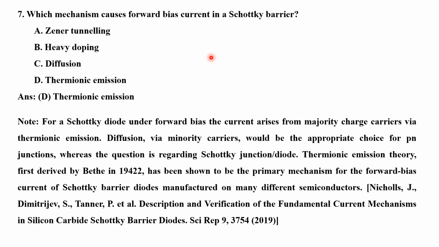Okay, now I can relate: tunneling, heavy doping or diffusion would be related to the PN junction, and thermionic emission is the one related to Schottky barriers. In case you want additional reading, a few references are given. Maybe you can click a picture, and when you're free, you can try reading these. This Nichols, Dimitriev.